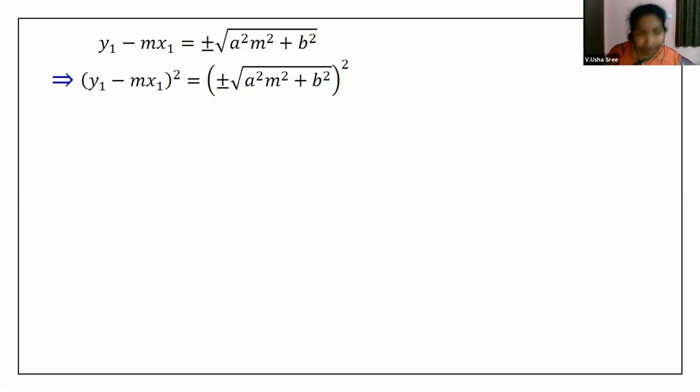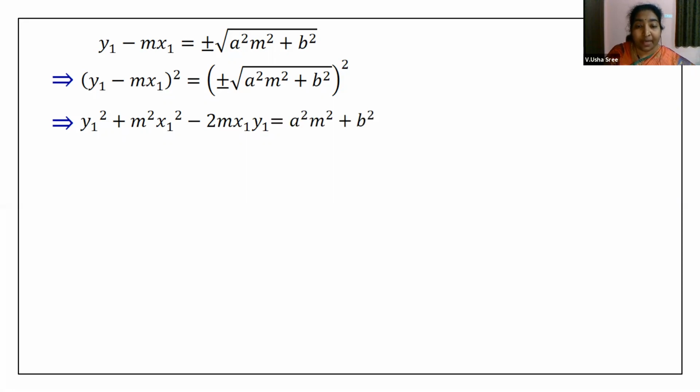When we expand, we will get it as y1 square plus m square x1 square minus 2m x1 y1 by taking a minus b whole square formula. And here plus or minus, in either case when you take square it will be plus, and when you square this root gets cancelled, so you will be left with what? We are left with a square m square plus b square. Now rearrange these terms. When we rearrange, first we will try taking m square terms.